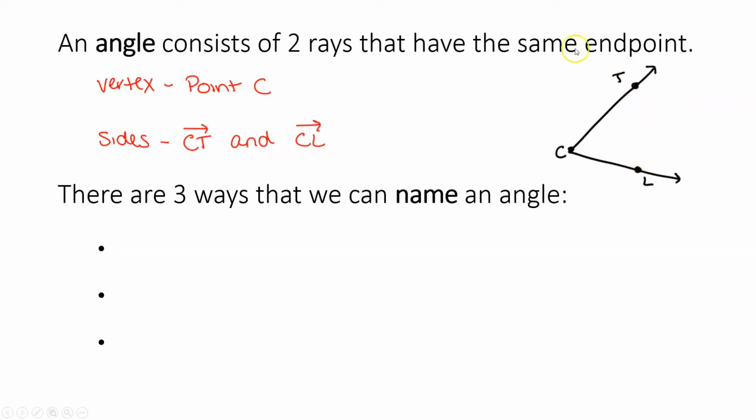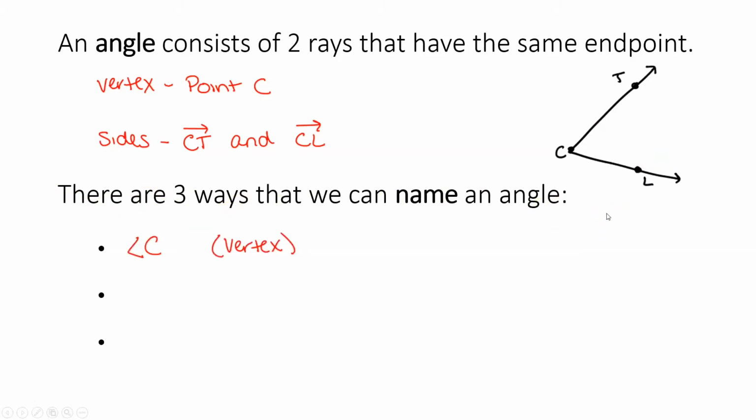If the angle gets bigger by having the rays separate more and more, then the degree of the angle gets larger. Or if you put the rays closer and closer together, then the degree of the angle would be smaller. So there are three ways that we name an angle.